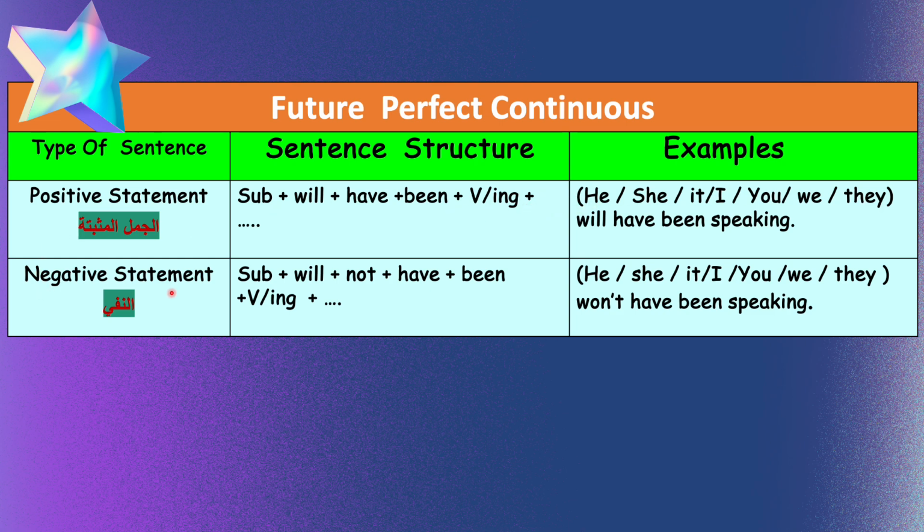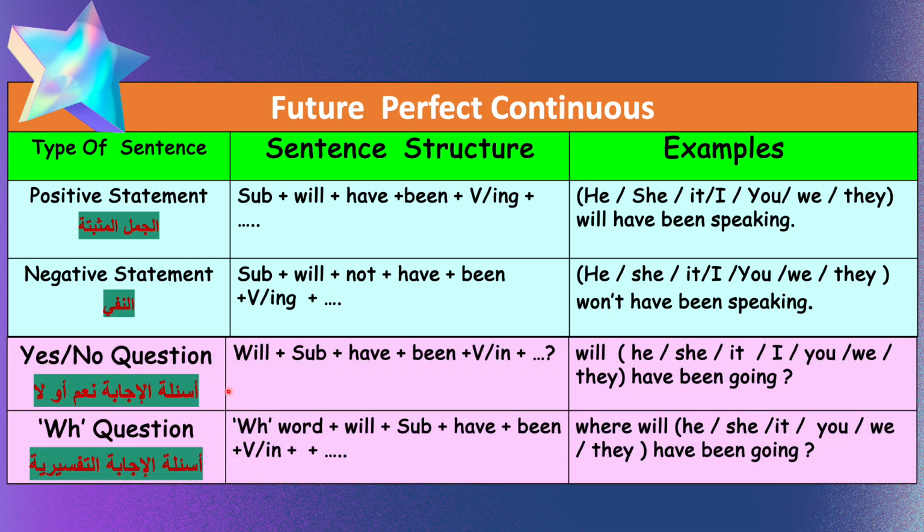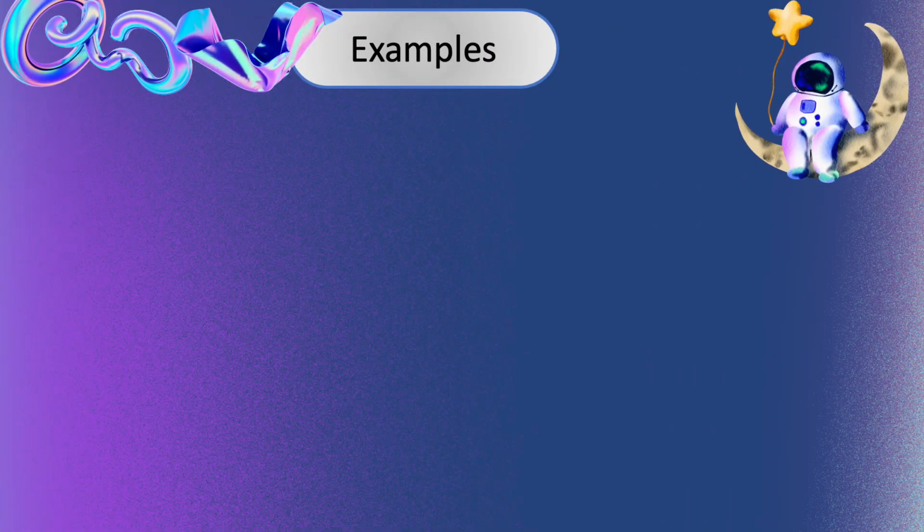To form a negative statement, just add not between will and have. To form a question, yes and no question, short answer, start with will, subject, have been plus verb ing. To form WH question, start with WH word, will, subject, have been plus verb ing. And now check out the rules for making the future perfect continuous below.